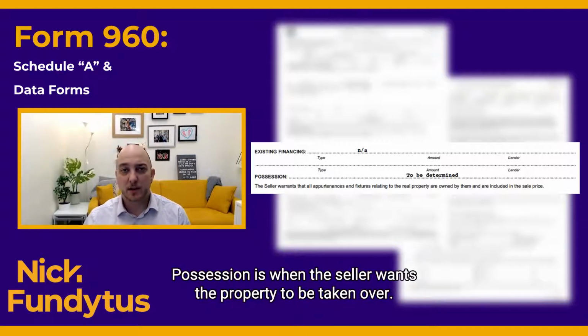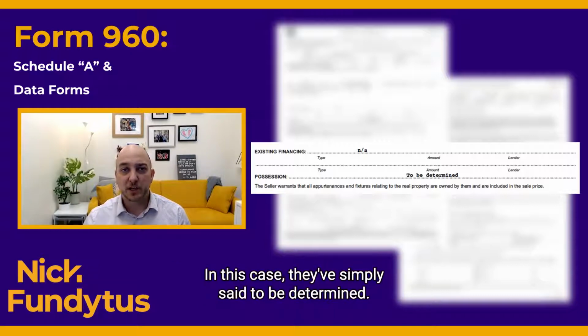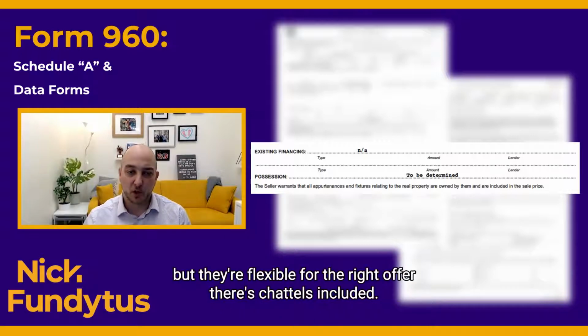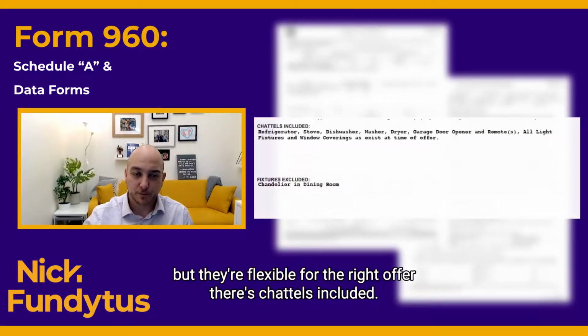Possession is when the seller wants the property to be taken over. In this case, they've simply said to be determined. They have an idea of when they'd like, but they're flexible for the right offer.